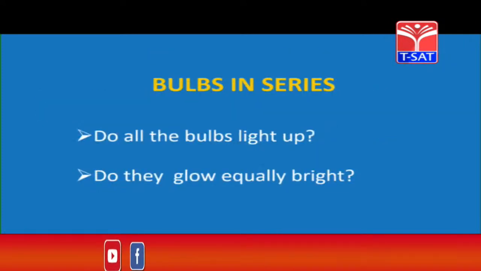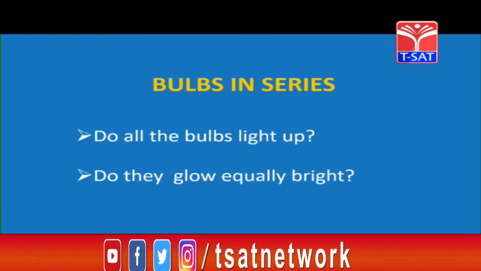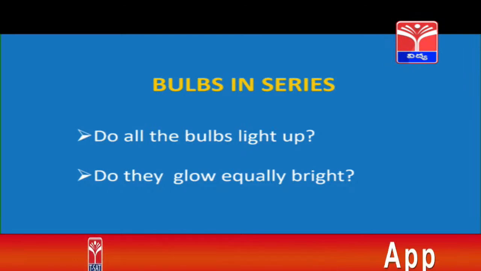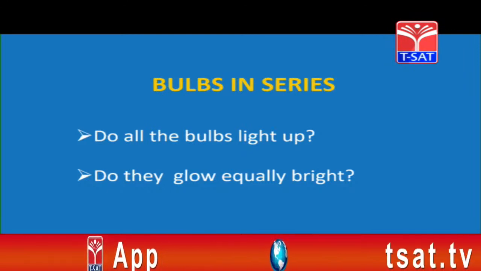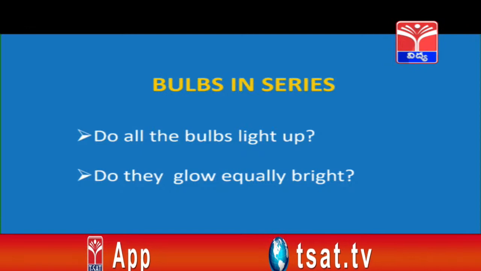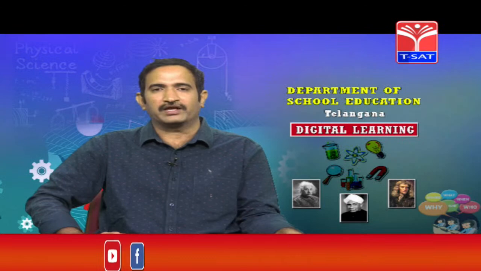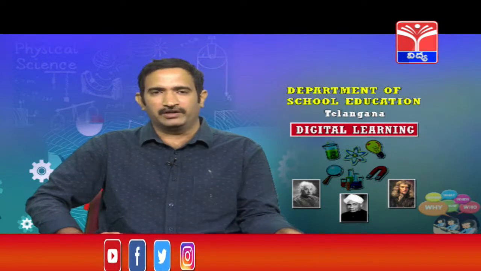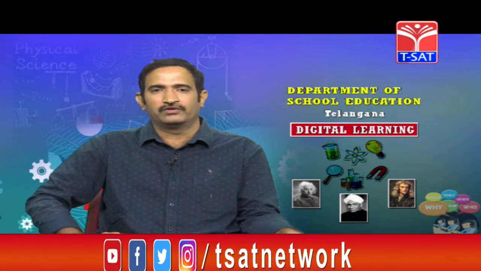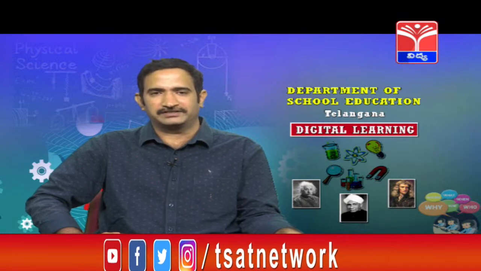Now, do all the bulbs light up? Yes, in series connection all bulbs light up, but do they glow equally bright? No, they won't glow equally bright. The first bulb will have more brightness when compared to the second bulb, and the third bulb will have a further reduction in intensity. Why is this happening?